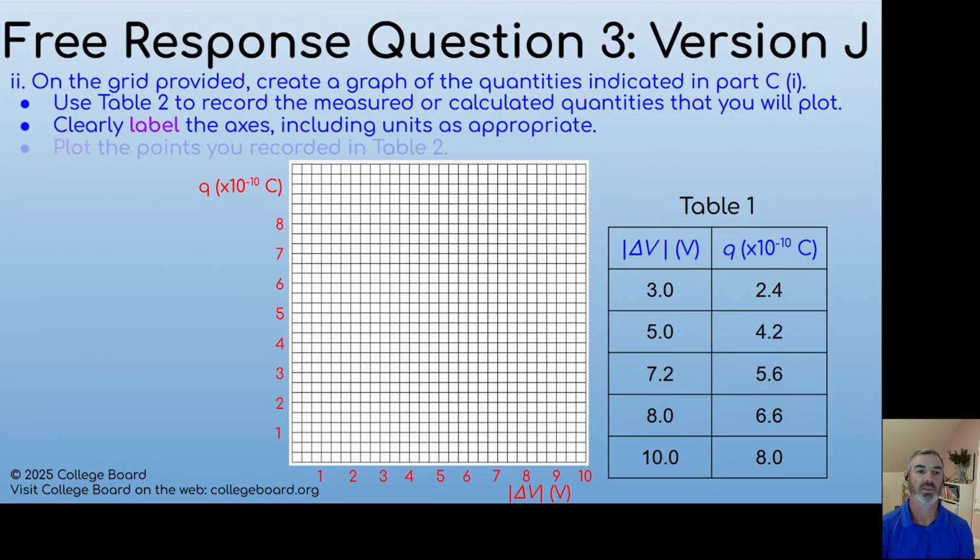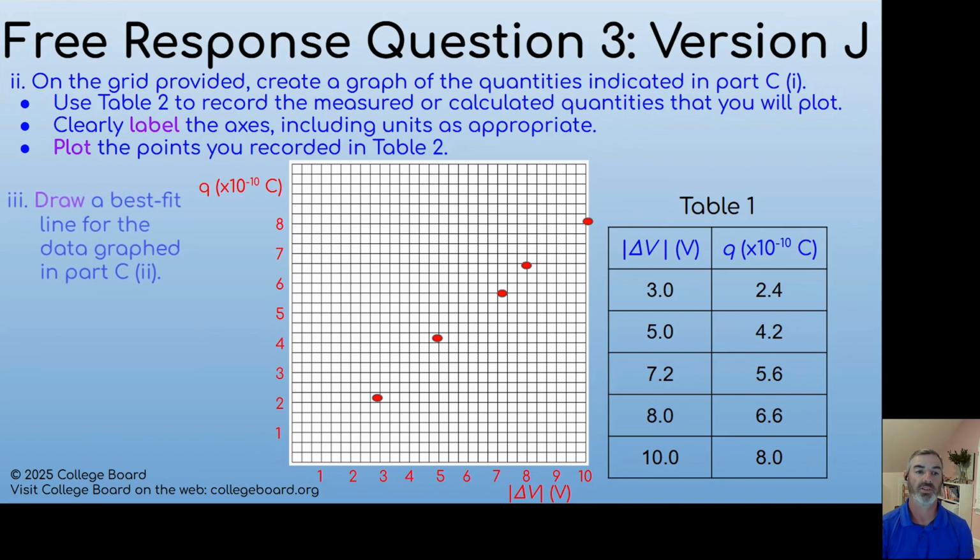Now, the next part is to plot the points. So all we have to do is plot our ordered pairs of 3, 2.4, etc. So we're going to plot our points, and we are going to end up with a graph that looks like this. So we have a straight line graph.